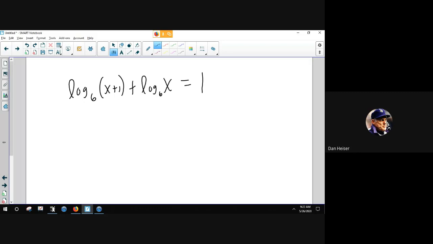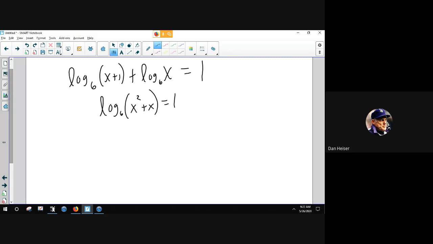Let's use our log properties. I have log base 6 of something plus log base 6 of something. Put those together, and we put them together by multiplication. This quantity gets multiplied by this. And now we've turned 2 logs into 1.